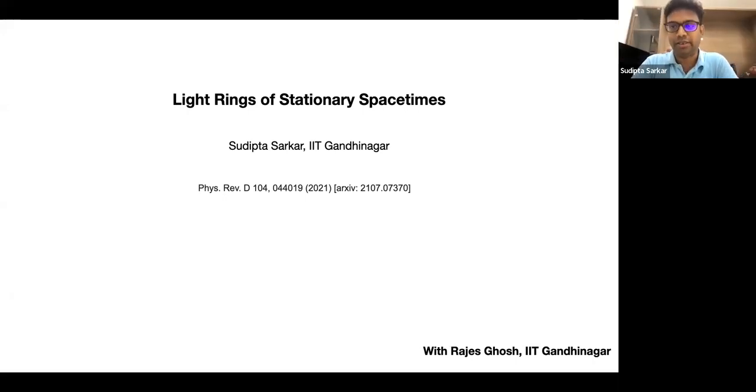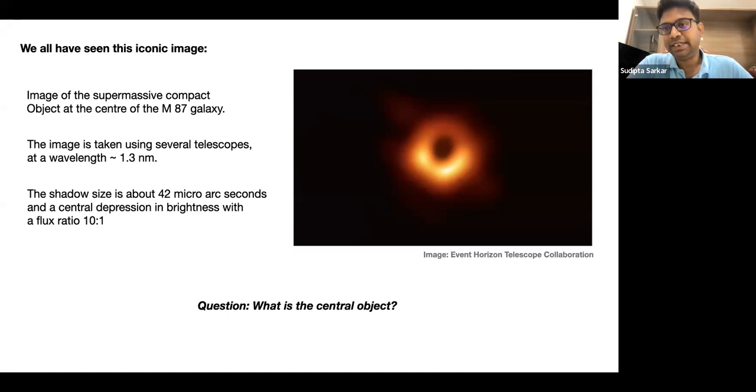Let me begin by thanking the TFR group for inviting me and giving me this opportunity to present my work. This work is done in collaboration with our PhD student at IIT Gandhinagar, Rajesh, and this is the reference of this work. Basically, I'm going to talk about the theory of light rings in general relativity, but I have to begin with certain observational features where obviously my expertise is very low.